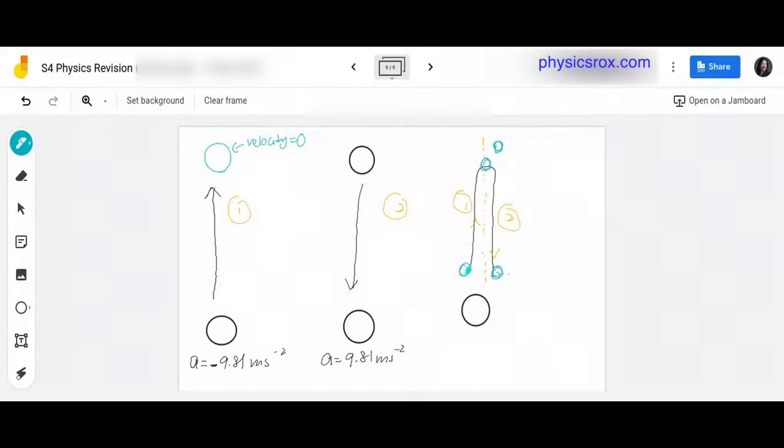When an object is thrown up, it looks like it comes to a brief stop and then falls down. It has to stop before it changes direction, that's why at this point the velocity is zero. If you look at motion number 1, the initial velocity is a positive number, and at this point the final velocity is zero. In motion number 2, the initial velocity is zero, and the final velocity here will be the same number as on this side.